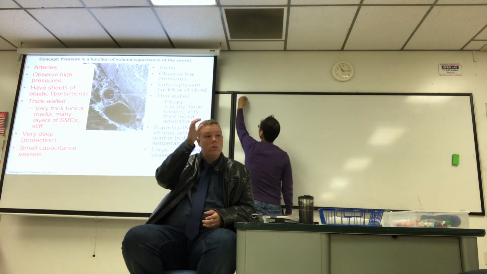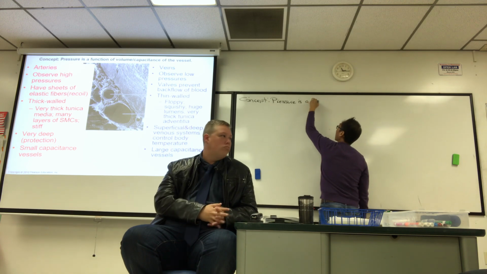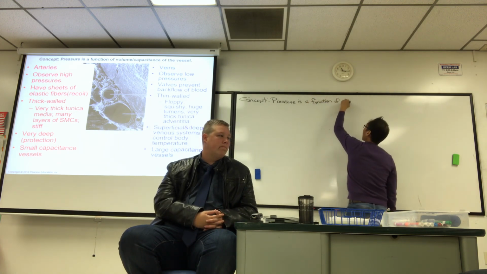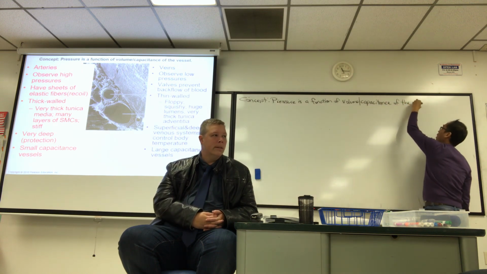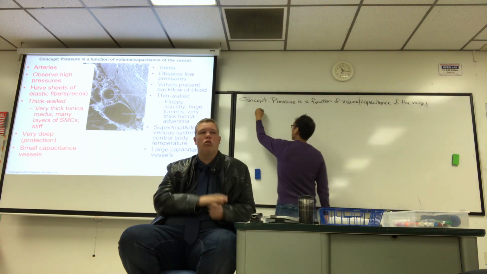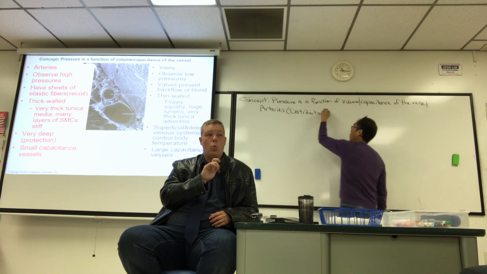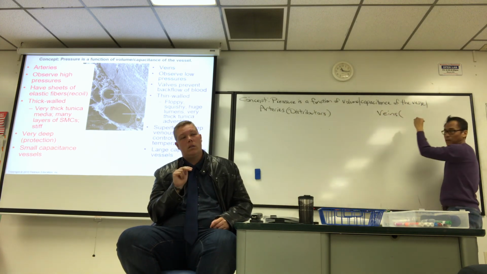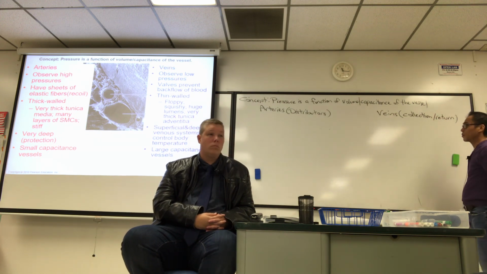So the concept at the top there that I want to talk about first for arteries and veins is that pressure is a function of volume and capacitance of the vessel. Arteries and veins are both blood vessels, but they do differ in pressure. Arteries are your distributors, whereas veins are collection and return. Return it to the right side of the heart.